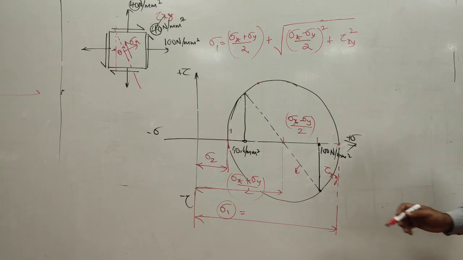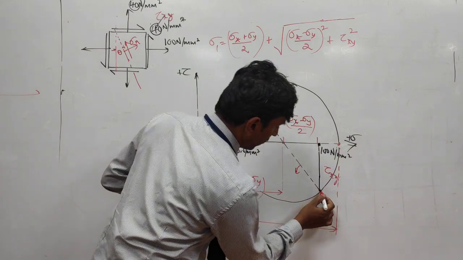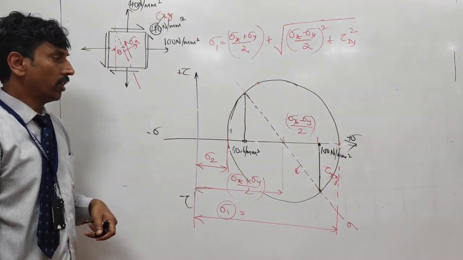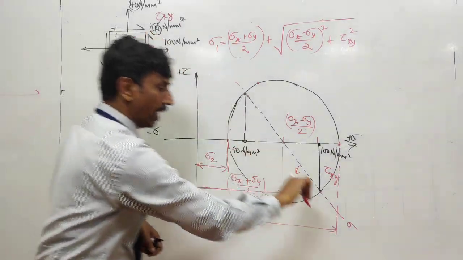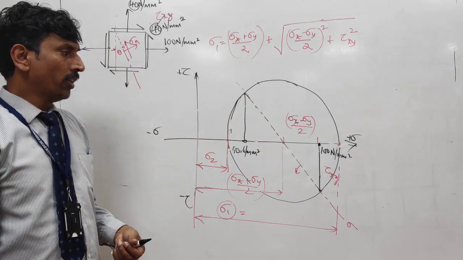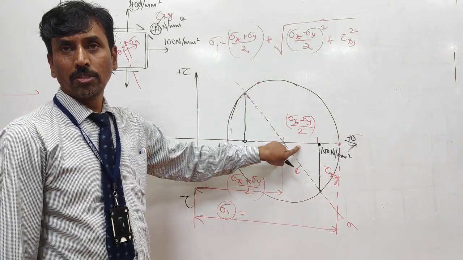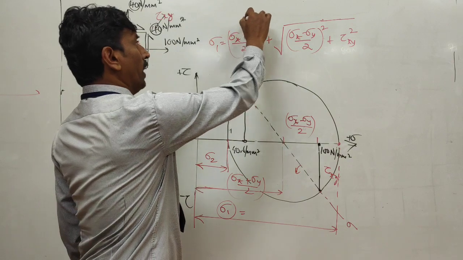Okay. Now, once you have done this, people draw lines like this, and then they write it as this plane sigma. So that means now this plane is actually here. And if they wanted the plane which has the maximum normal stress, you can find out with this equation.